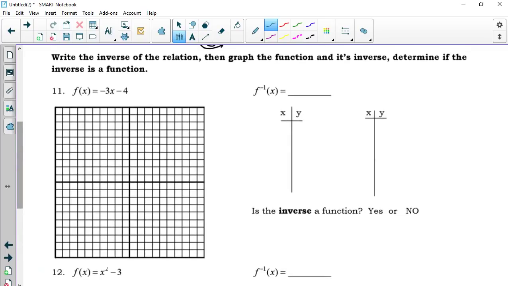Okay, write the inverse. So, first step is we're going to make this into y. I'm just going to write right over it. Now what we do is we change x and y. So x equals negative 3y minus 4. Now I'm going to solve for y. So I'm going to add 4. x plus 4 equals negative 3y. And so my answer, my inverse, is x plus 4 over negative 3.